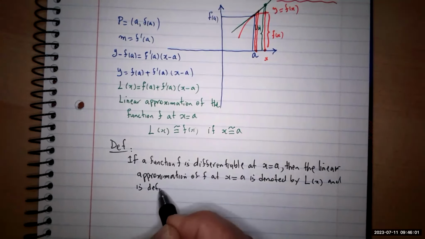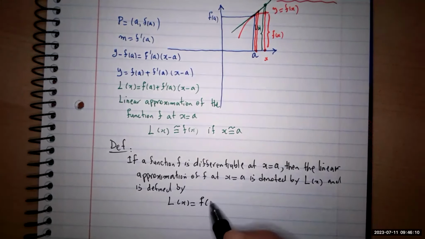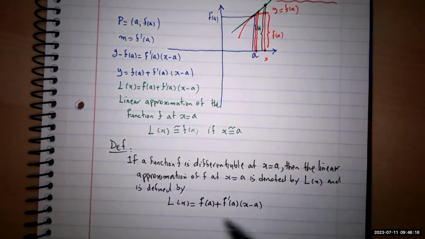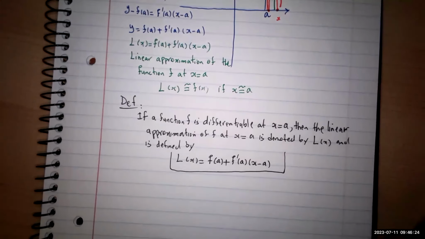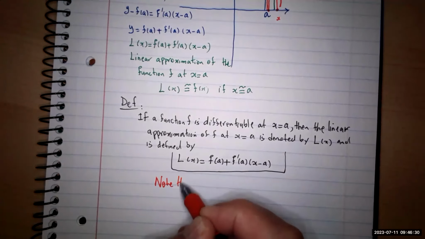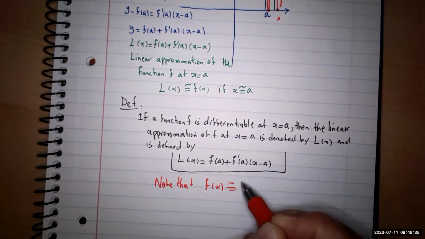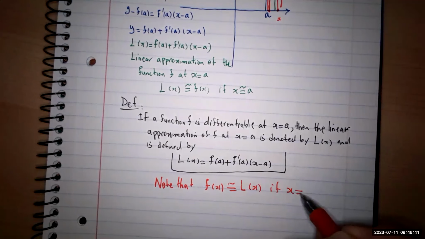by just the equation of a tangent line. L of x is equal to, make sure you write it down correctly and bring it correctly to the test, f of a plus f prime of a times x minus a. This is the formula for linearization at x equal to a, or just a tangent line equation. Now, why is it important? This is why it's important. Note that the value of your function is approximately the same as the value at L of x, of course, if you are around a.